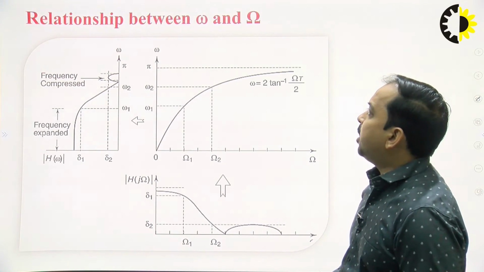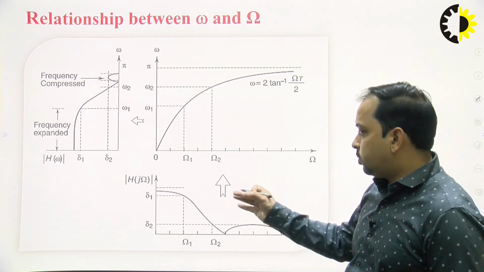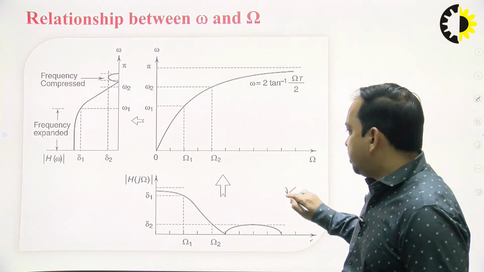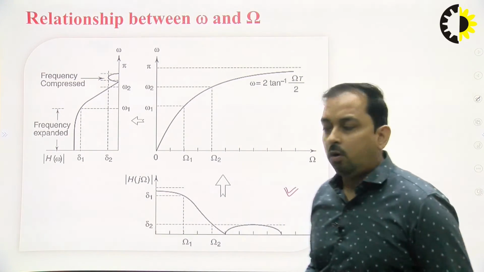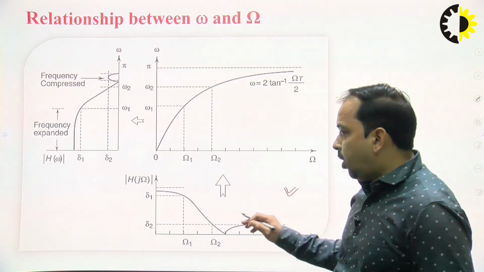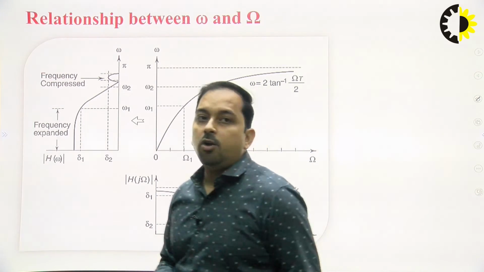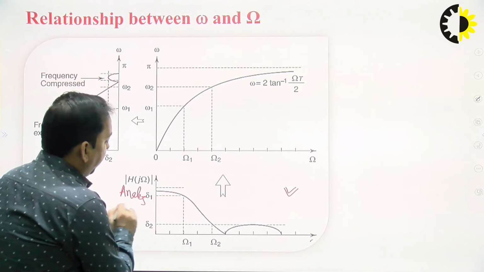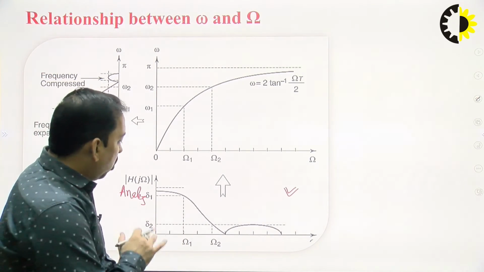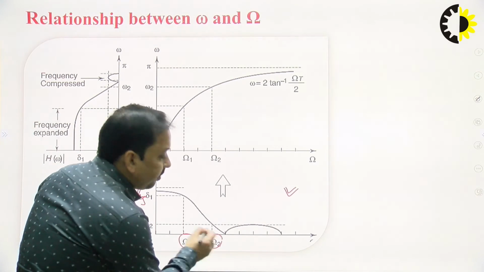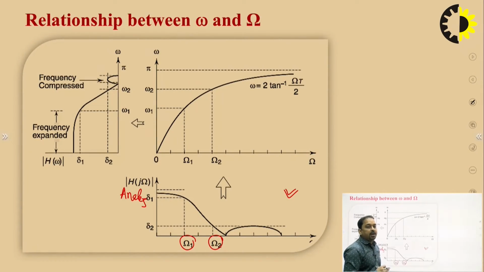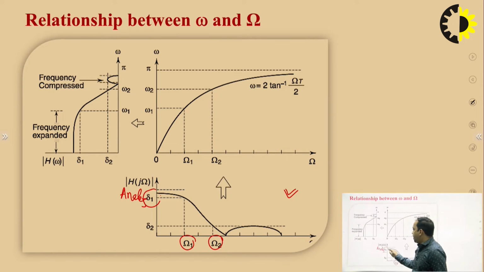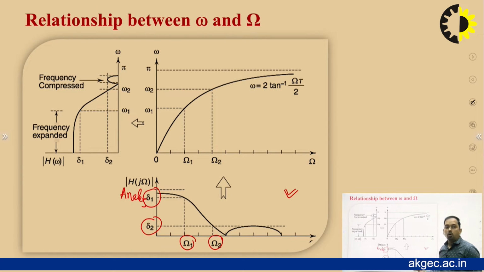So we're going to see now the relationship between both the frequencies. At the bottom side, we have the frequency response, or magnitude plot, of an analog low pass filter. In this analog low pass filter, we have the magnitude of H of j Ω. It can be observed that we have Ω1 and Ω2, the frequencies of the pass band and stop band. Also, we have the attenuation as δ1 and δ2. δ1 is the attenuation in the pass band, whereas δ2 is the attenuation in the stop band.